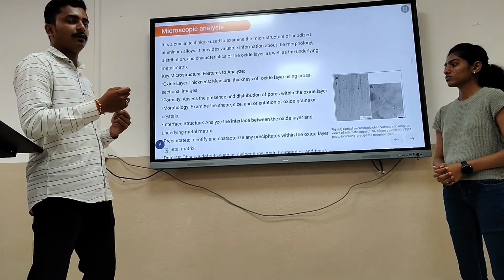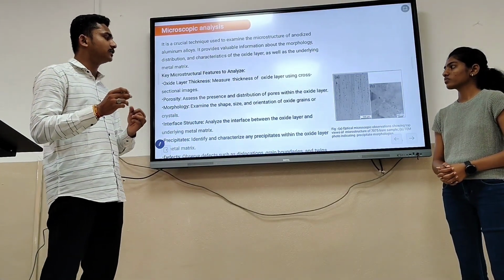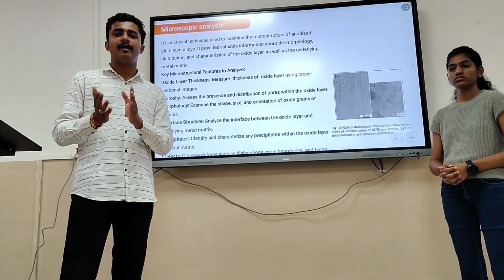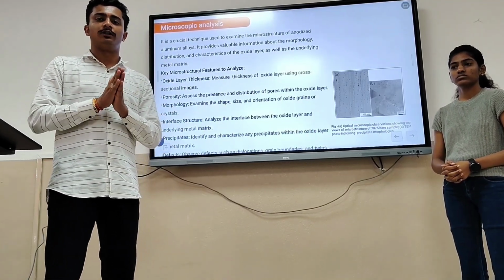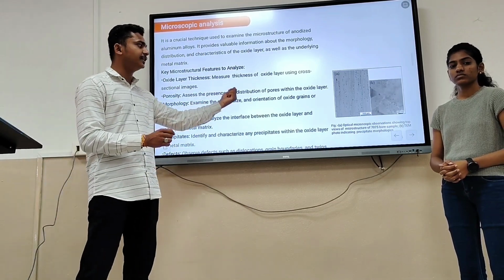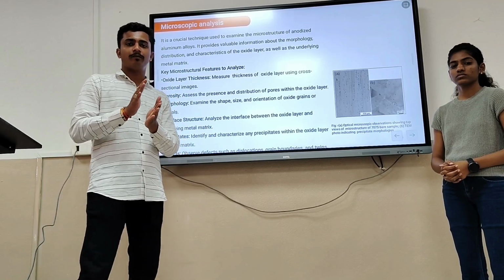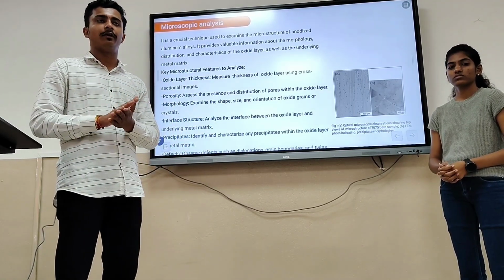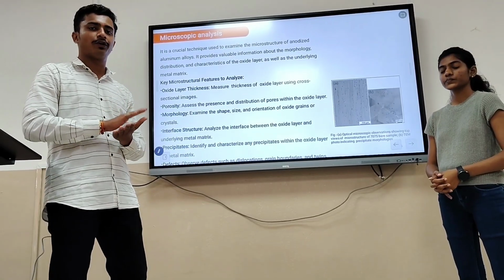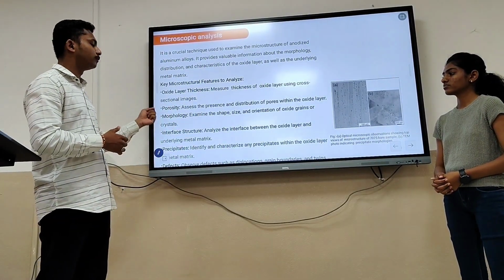The next thing is porosity. We can find the porosity of the material, meaning the porous layer and barrier layer formed on the specimen. We can find that from the presence and distribution of the pores. From that we can also find the uniformity of the coating, meaning what percentage of the coating is uniform. So we can find porosity.